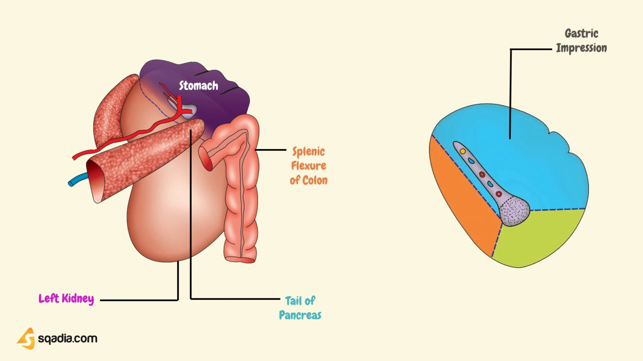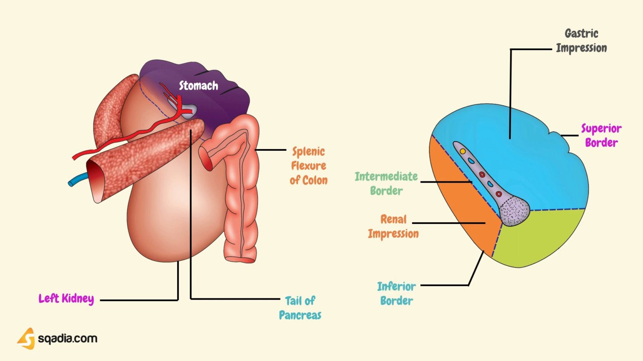The gastric impression for the fundus of the stomach lies between the superior and intermediate borders. It is the largest and most concave impression on the spleen. The renal impression for the left kidney lies between the inferior and intermediate borders.